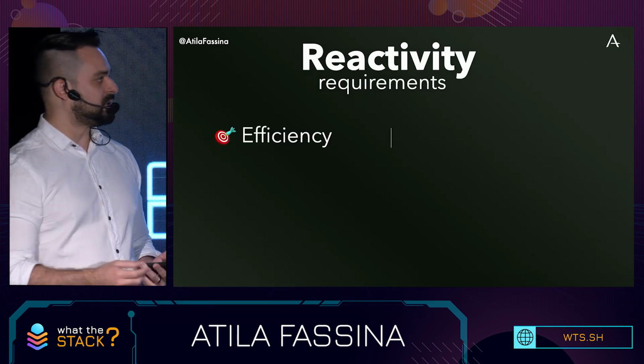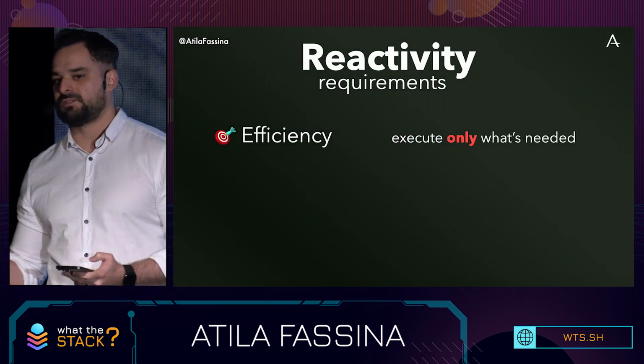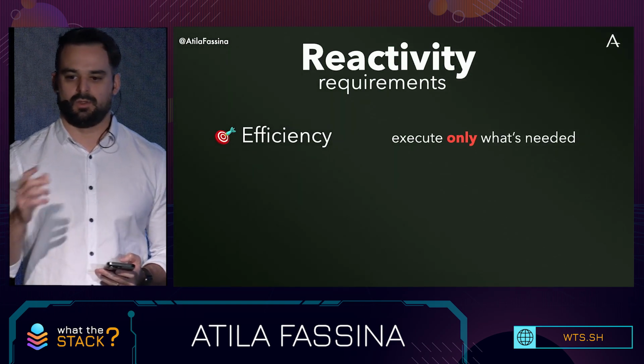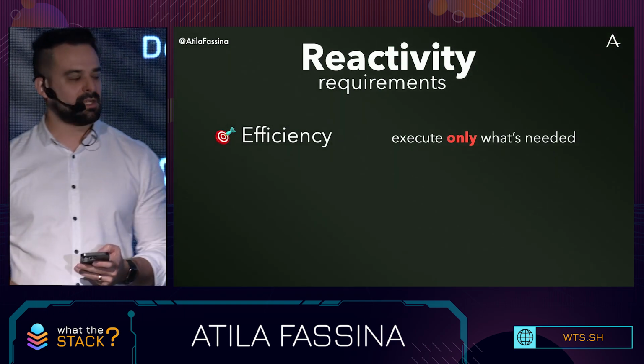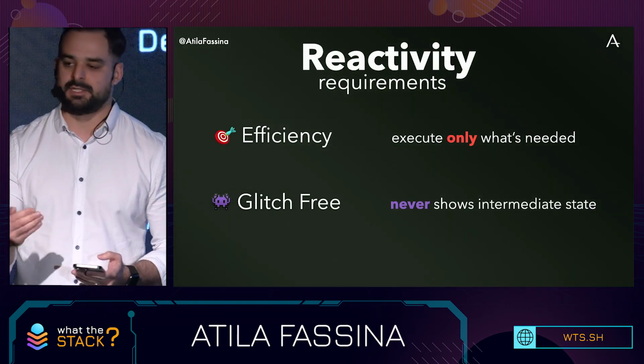The first one is efficiency. So your system, to be fine-grained reactive, needs to do only the work that it's required to do, not more, not less. And it needs to be glitch-free, which means it should never show you an intermediate state.